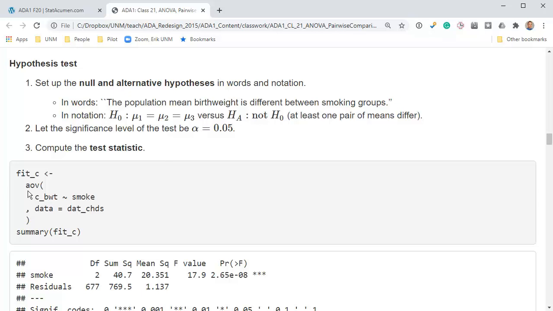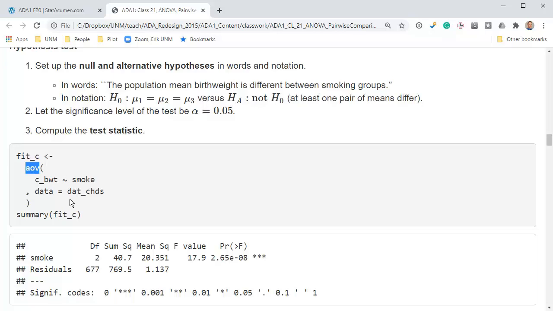I'm using the aov, analysis of variance function, to perform this hypothesis test. The y variable, the numeric variable, is on the left, tilde, the grouping variable on the right. And that's my data set. I'm putting that result into fit_c. I think the word fit is like fitting a regression model, and the _c is for child's birth weight. All right, so we'll look at the summary. The summary is actually very short for an analysis of variance table.